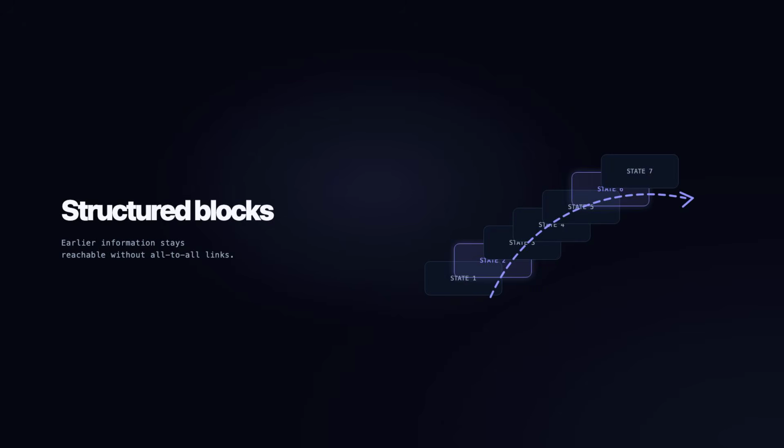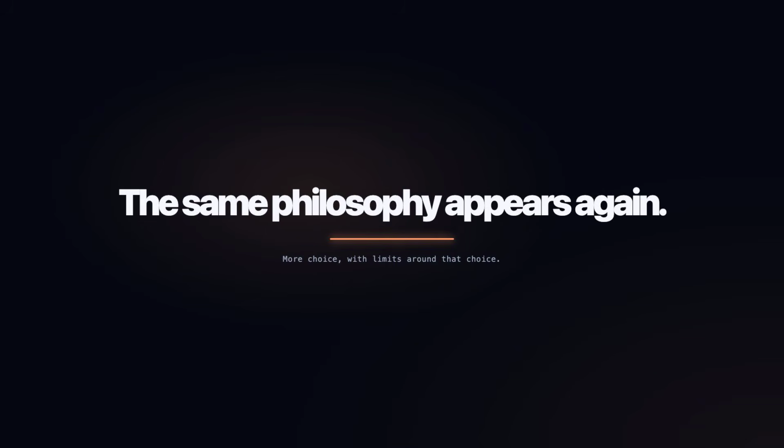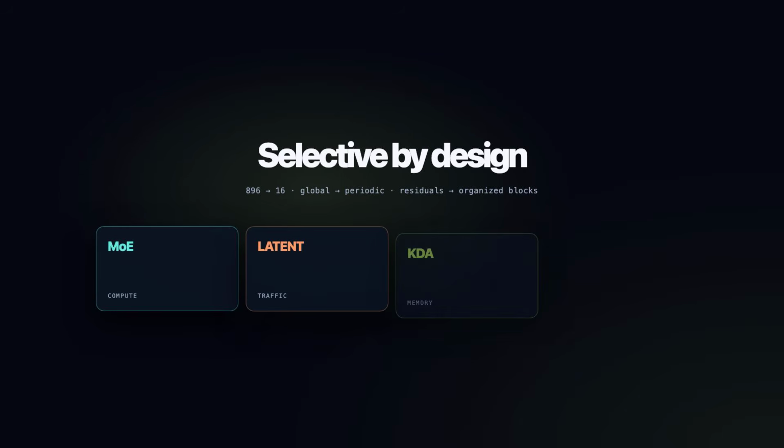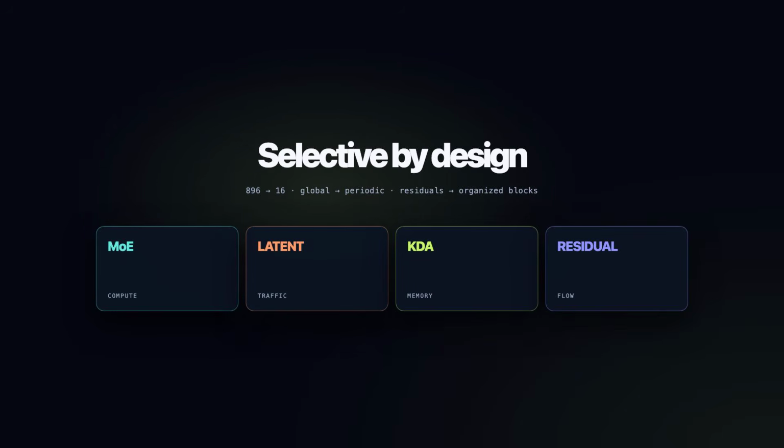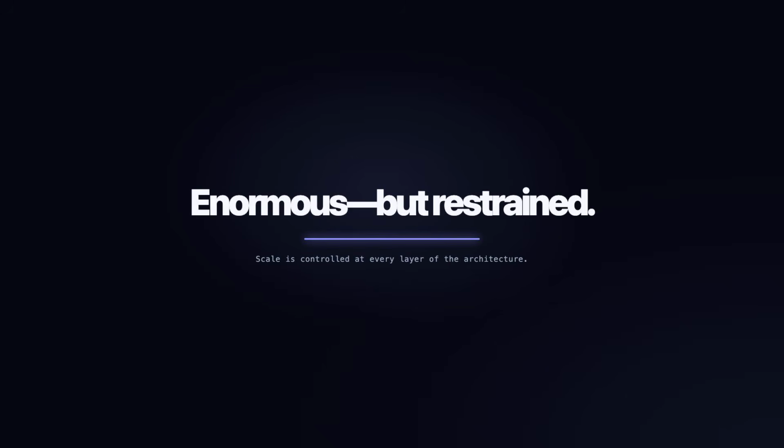Connecting every layer to every previous layer would be expensive, so the architecture groups layers into larger logical blocks. This gives the model access to earlier information without creating an uncontrollable number of connections. And once again, the same design philosophy appears. Kimi K3 gives the model more choice, but places limits around that choice. It has 896 experts, but activates 16. It supports global attention, but does not use it everywhere. It can retrieve earlier residual states, but does so through organized blocks. The model is enormous, but its architecture is built around restraint.